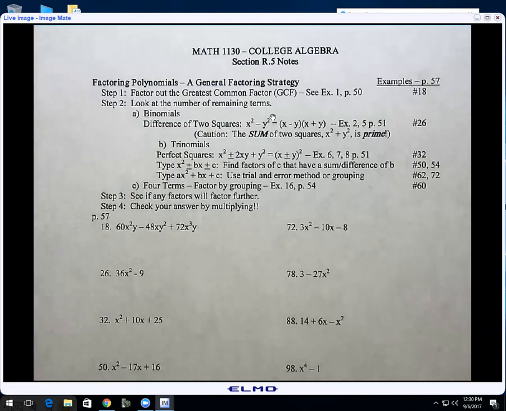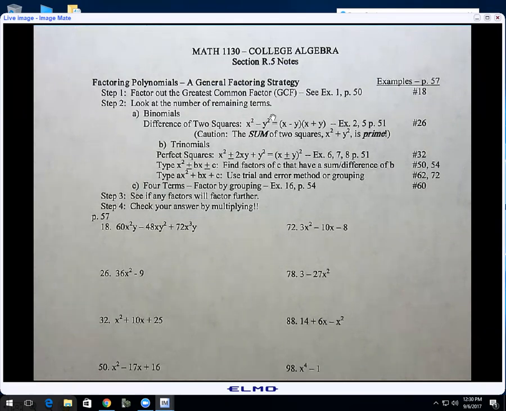Section R.5 is factoring, and that's just undoing what we did in R.4. In R.4, we had problems that said multiply. Can you multiply, let's say, x plus 6 times x minus 6 in your head? Yes, somebody can. What is it? X plus 6 times x minus 6. What is it?